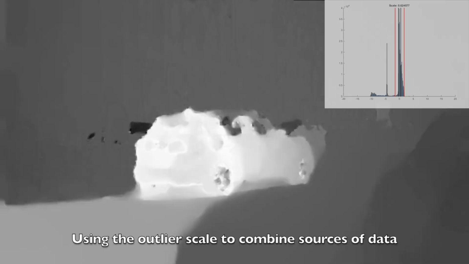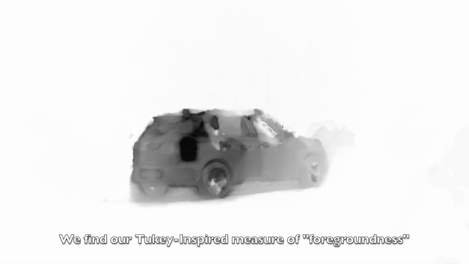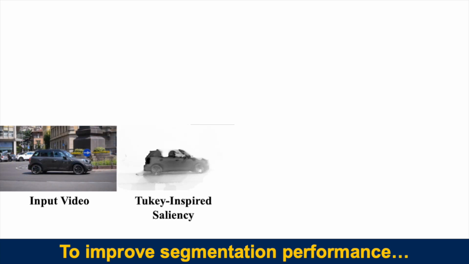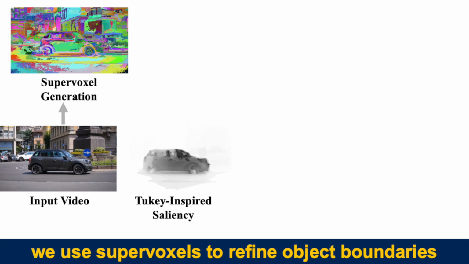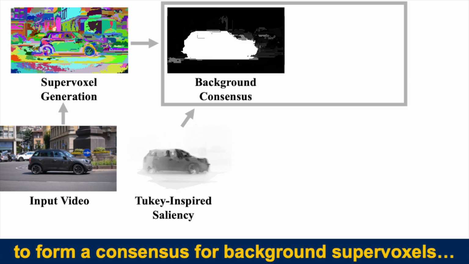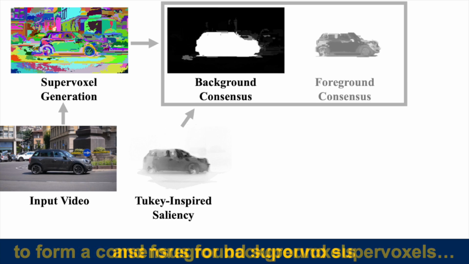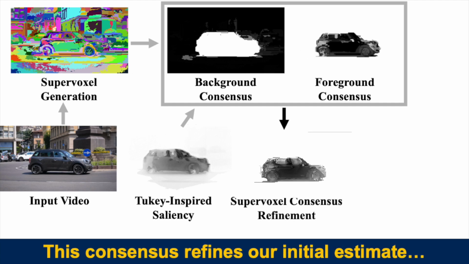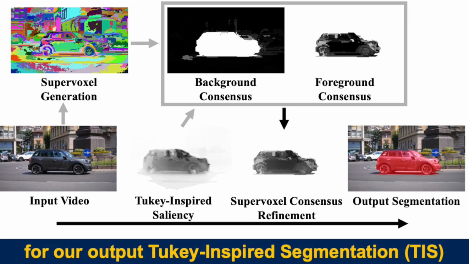Using the outlier scale, we are able to adaptively evaluate and combine multiple data sources to identify the primary object in video. After using this initial estimate to identify foreground objects, we use supervoxels to refine object boundaries to improve segmentation performance. This is done by first generating supervoxels from the original input video. We evaluate our initial Tukey-inspired estimate of foregroundness within the boundary of each supervoxel, and then form a consensus to determine if each supervoxel belongs to the background or foreground. Finally, we use this consensus to refine our initial estimate and output our Tukey-inspired segmentation.